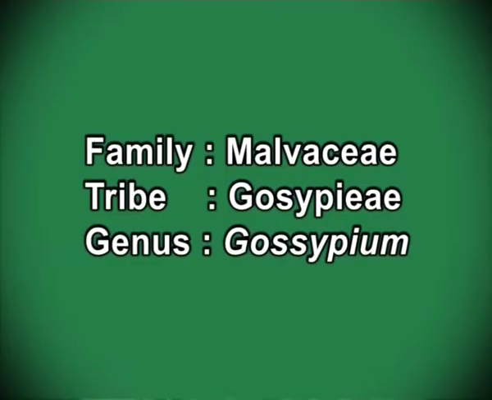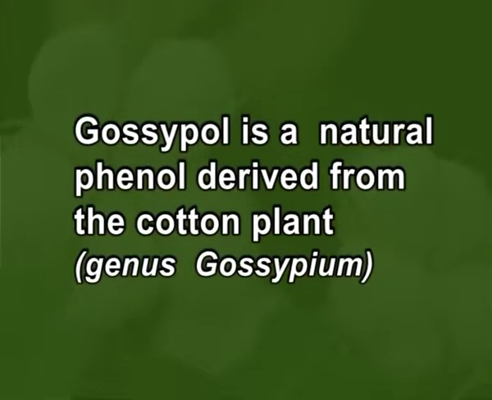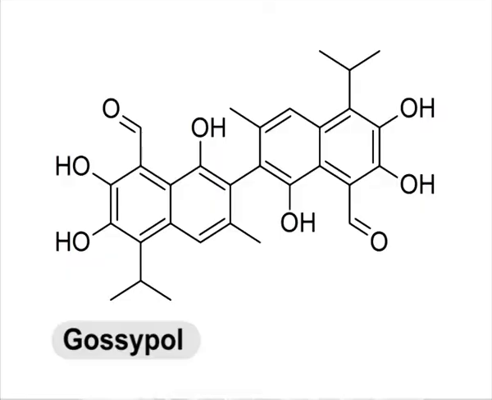Family Malvaceae, tribe Gossypiae, genus Gossypium. Gossypol is a natural phenol derived from the cotton plant belonging to the genus Gossypium. Gossypol is a phenolic aldehyde that permeates cells and acts as an inhibitor for several dehydrogenase enzymes. It is a yellow colored pigment.